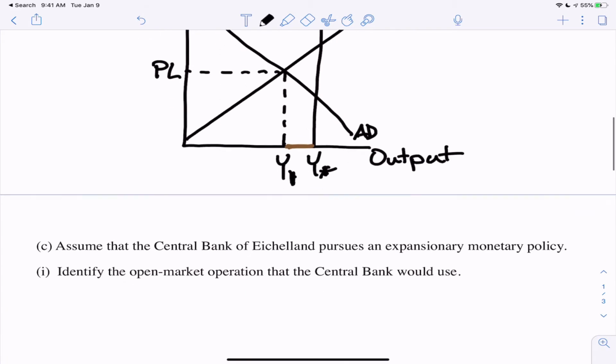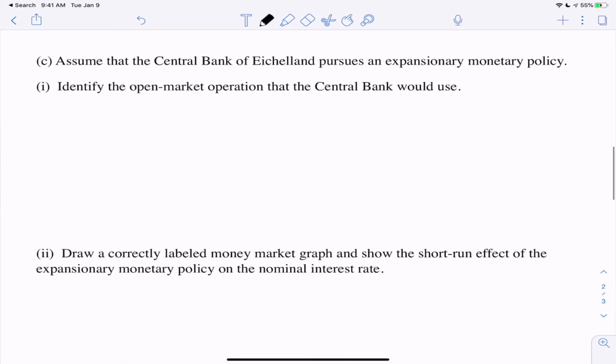All right, so now assume that the Central Bank of Eichel pursues an expansionary monetary policy. So that means that they want to increase M1. And there are three tools that they could use to do that. They could either use the discount rate, they could use the reserve requirement, or they could use open market operations. So this question is specifying that it has to be an open market operation. And so we want to remember that open market operations, that means that they can either buy or sell treasury notes to address the monetary policy.